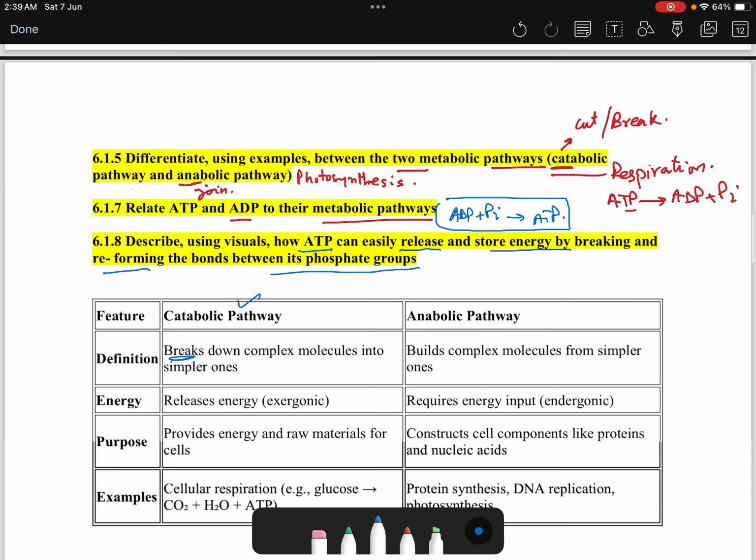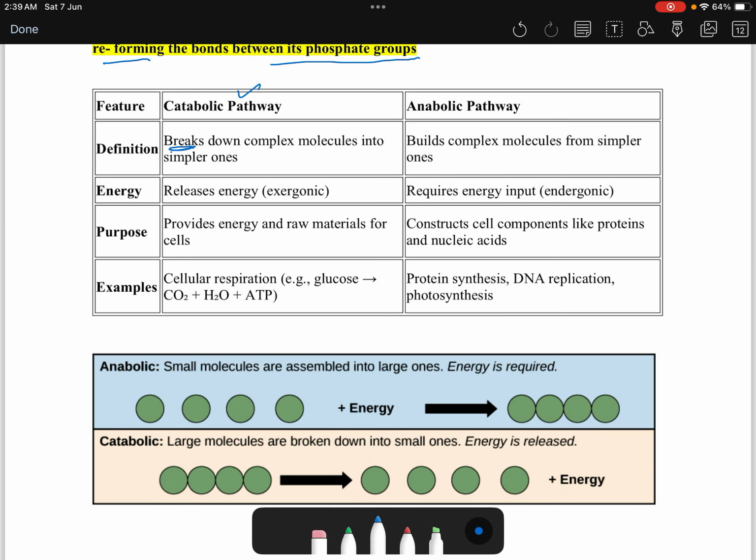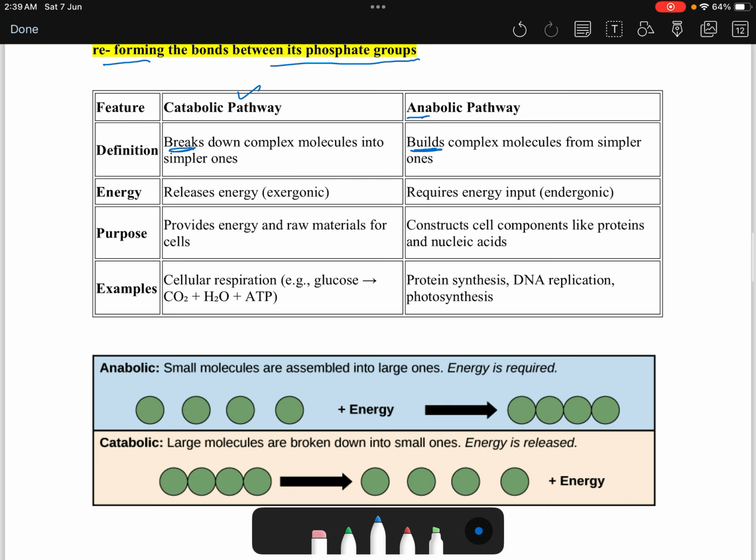Catabolic means cut or breakdown of complex molecules into simpler ones, and the reverse is anabolic, building or joining the molecules from smaller ones. Catabolic reactions release energy, so they are known as exergonic, while anabolic reactions require energy, that's why they are known as endergonic. They absorb energy.